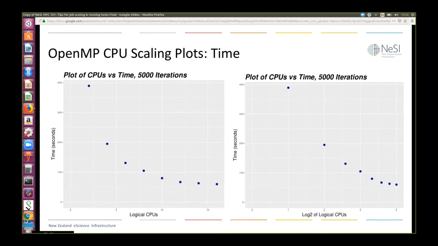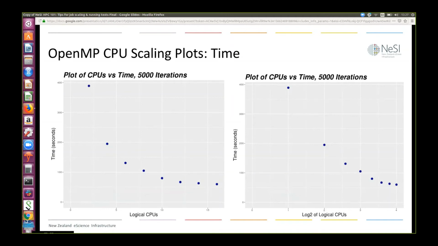So the first, these two plots here are actually the same data in this case. The first plot is just the time versus the logical CPUs, and the second plot is the time versus the log2 of the logical CPUs. I've decided to put the log2 of the logical CPUs in here because it just makes it a little bit clearer for you to see that scaling behavior of the asymptotic reduction.